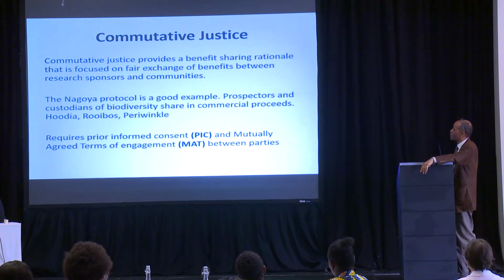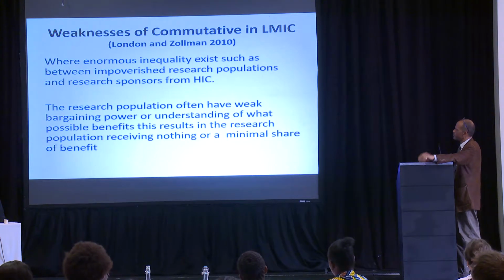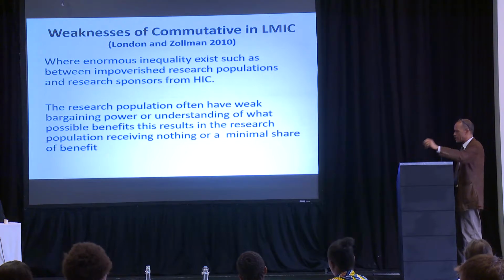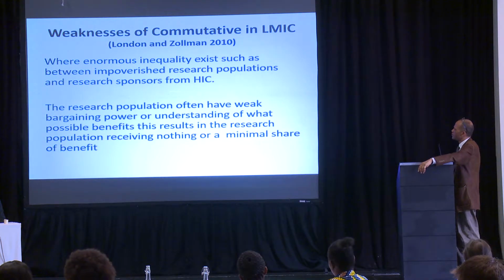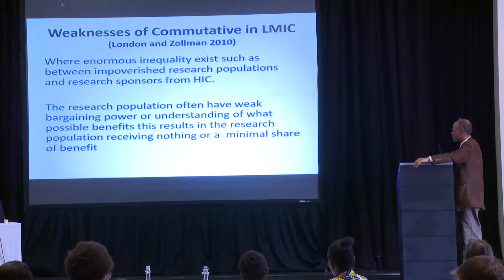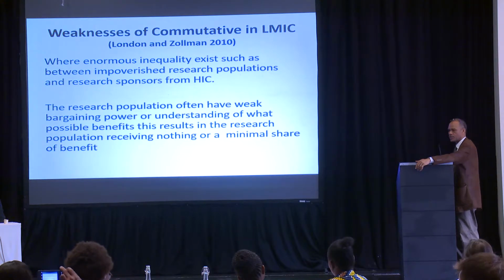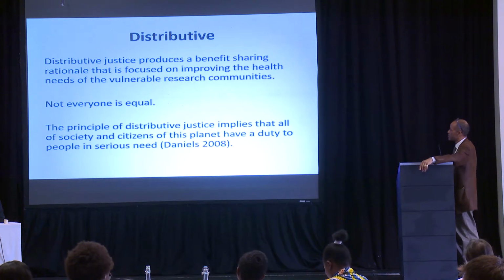And this is what the Nagoya Protocol is all about. It has certain weaknesses, because generally the people that are prospecting are coming from the high-income countries, and the people that are being prospected don't really understand their rights and are bargaining from a position of weakness. So we need to take that into consideration as ethicists.